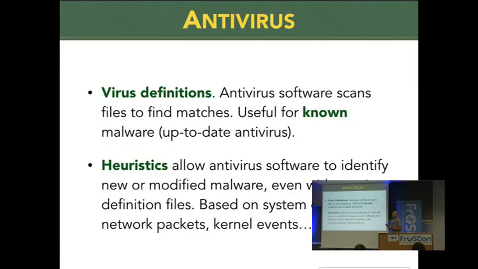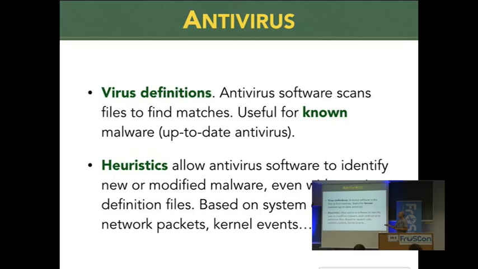Usually antivirus software work in two different ways. The first way is through virus definitions. Virus definitions are just patterns, so we can look for those patterns in files. It is fast because it is just to compare a few patterns, but it is only useful for known malware. If there is a new virus, we won't have the virus definition, so we won't get it.